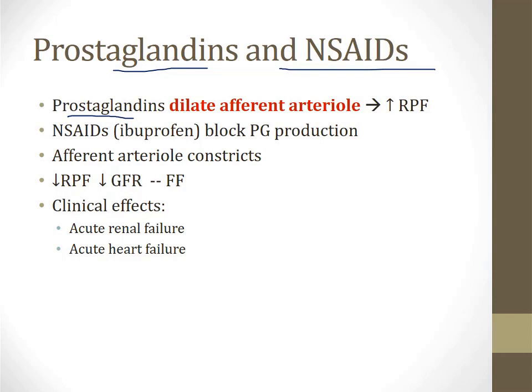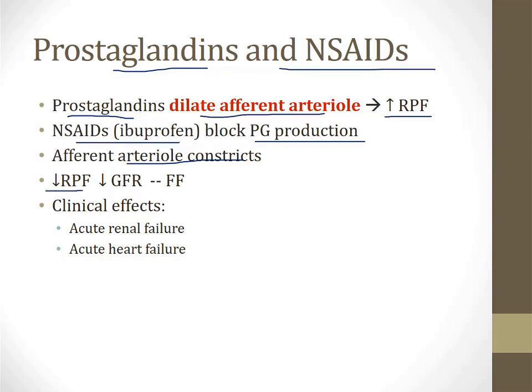Prostaglandins are signaling molecules synthesized by many cells in the body, and in the kidneys, prostaglandins are used to dilate the afferent arteriole and increase the renal plasma flow. NSAIDs are non-steroidal anti-inflammatory drugs like ibuprofen, and they block the production of prostaglandins. In the kidneys, this will lead to afferent arteriolar vasoconstriction. So what's going to happen is there's going to be less plasma flowing into the kidneys, so the renal plasma flow will fall.